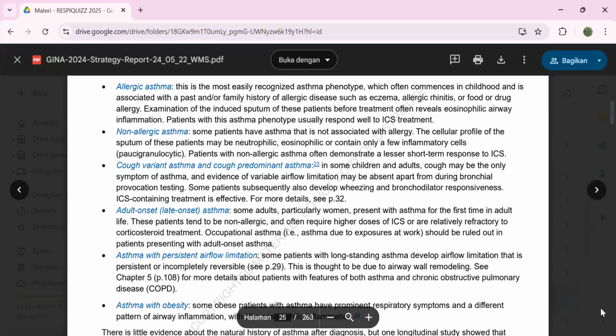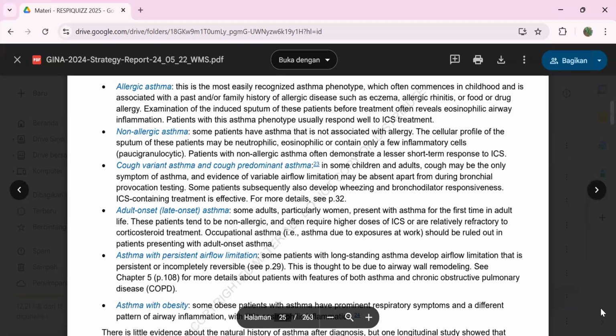Adult onset or late onset asthma. Some adults, particularly women, present with asthma for the first time in adult life. These patients tend to be non-allergic and often require higher doses of ICS or are relatively refractory to corticosteroid treatment. Occupational asthma, or asthma due to exposures at work, should be ruled out in patients presenting with adult onset asthma.